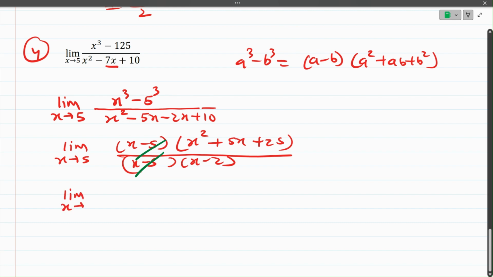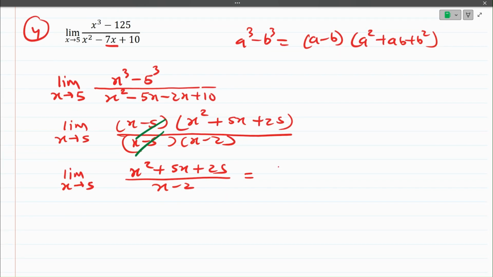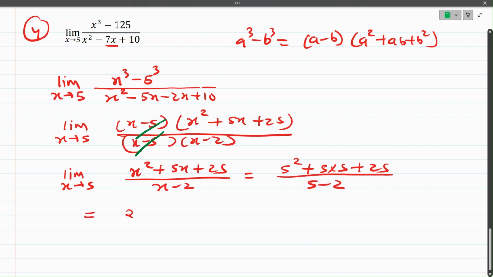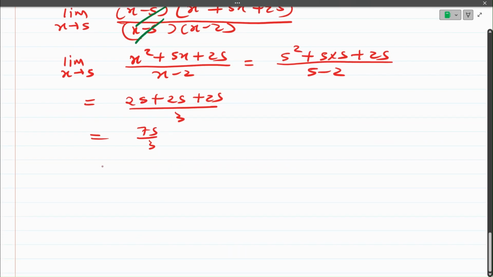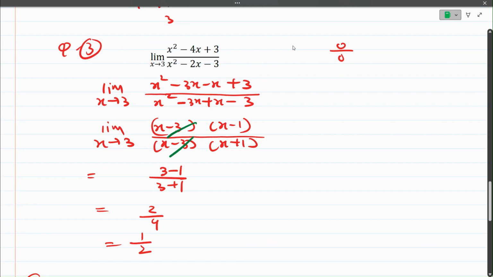And now we can directly substitute the value of x to get a real number. So this is going to be 5 squared plus 5 times 5 plus 25 over 5 minus 2, which is 25 plus 25 plus 25 over 3. That's 75 over 3, and that's 25. 25 is the answer. Right. Let's solve another question.